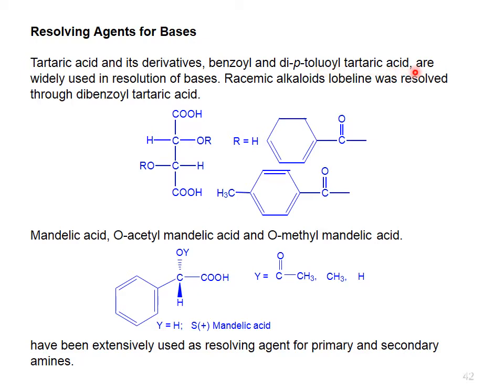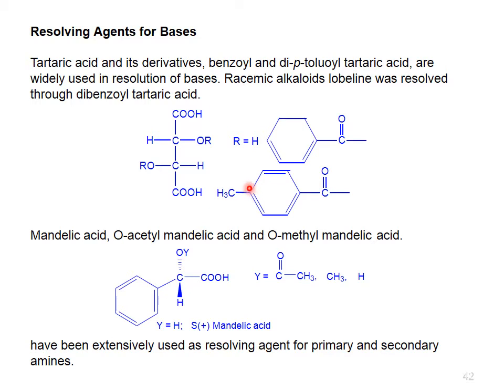Here R can be any, benzoyl, and then or can be a di-p-tolyl tartaric acid. Mandelic acid, O-acetyl mandelic acid and O-methyl mandelic acid have been extensively used as a resolving agent for primary and secondary amines. Here is the S plus mandelic acid, which is used for the resolution of primary and secondary amines.